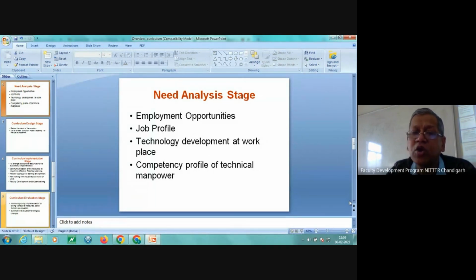Collecting information about employment avenues, collecting information about job profiles, technical advances, what the state of the art technology is, what the latest software being used in the field of ECE is. If I have to design a degree program in civil engineering, what are the software being used in the field of civil engineering? So these are the latest technological advances. And then, what is the competency profile of technical manpower?